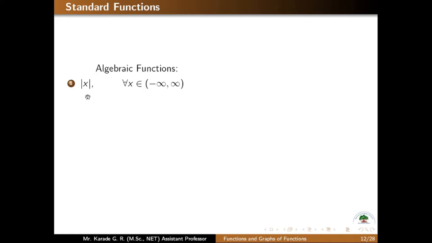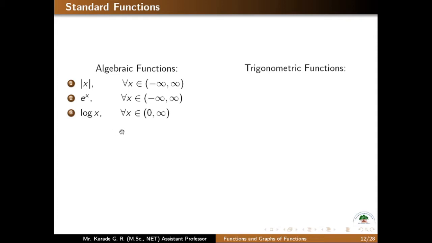The first function is the mod function, mod x, also known as the absolute value function, and it is defined for all real numbers. Second is the exponential function, and it is also defined for all real numbers. Next is the logarithmic function. It is defined for only positive real numbers. And next function is a quadratic polynomial function, ax squared plus bx plus c. It is defined for all real numbers.